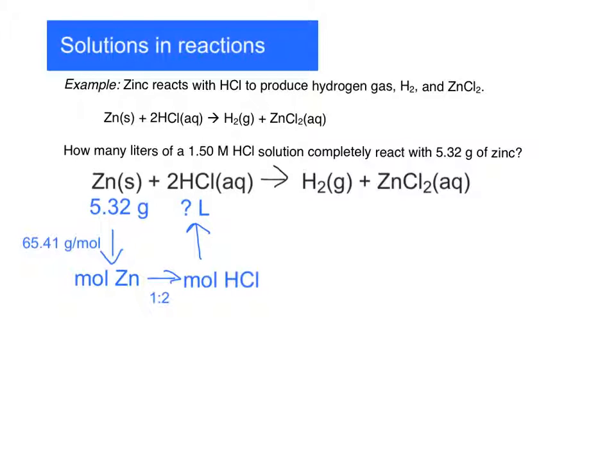So our problem tells us that we have a 1.50 molar solution. And remember, molar is just moles per liter, so we can use that as a conversion factor. All right, so now that we have our plan, we know that 5.32 is the number we need to start with. So we have 5.32 grams of zinc.